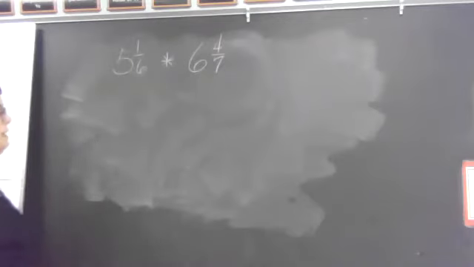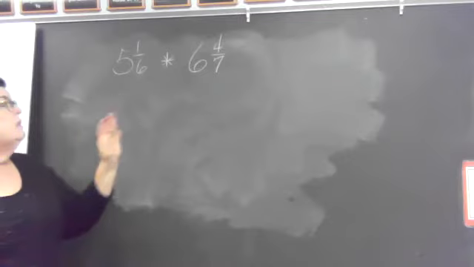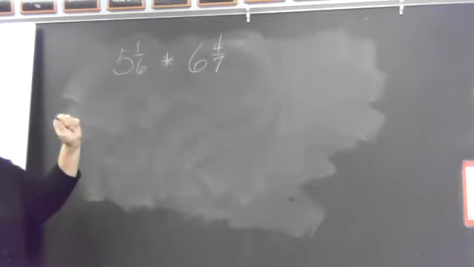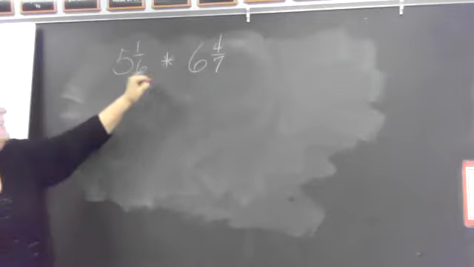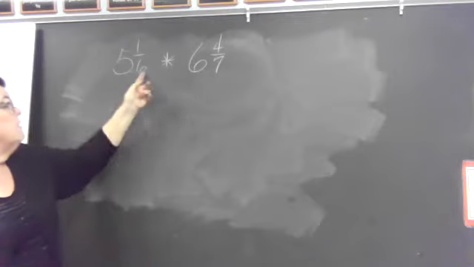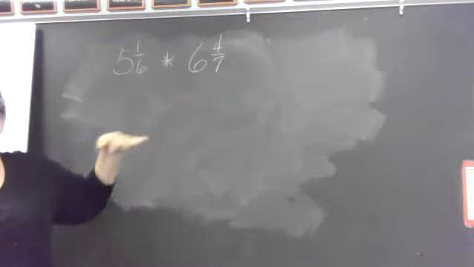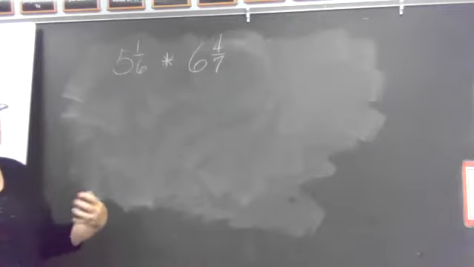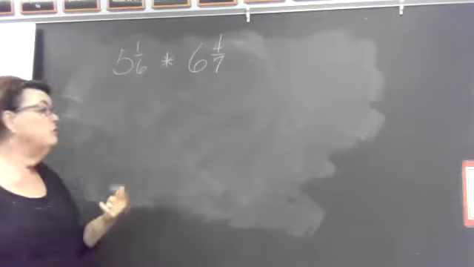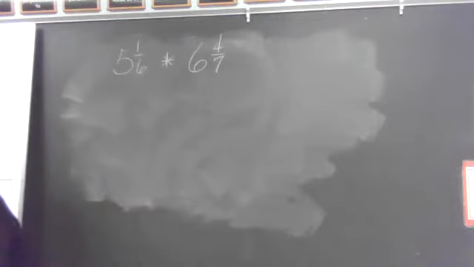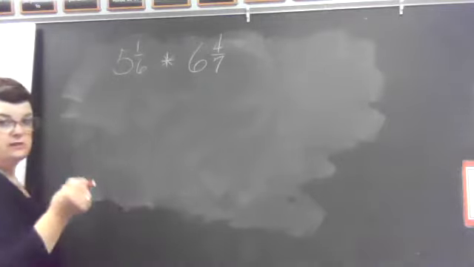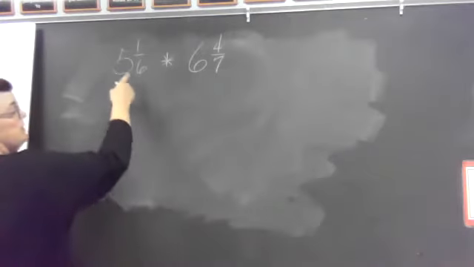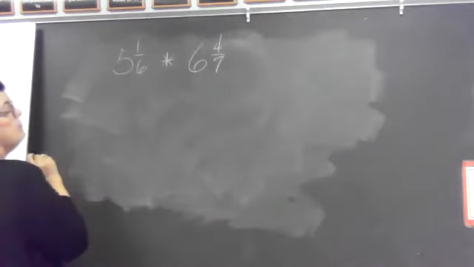So we have to multiply here, and it's a little tempting to multiply 5 and 6 and get 30, and then multiply these. And there is a process that would work, but you have to do some carrying and you have to be really careful. So the easiest way, and you know I like to show you guys the easiest way, is go ahead and just change this to an improper fraction.